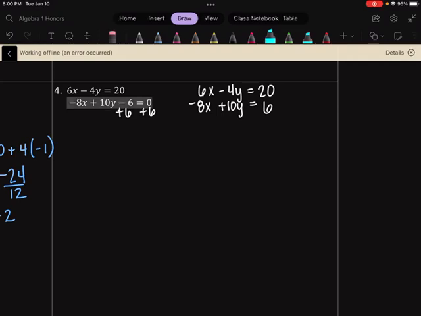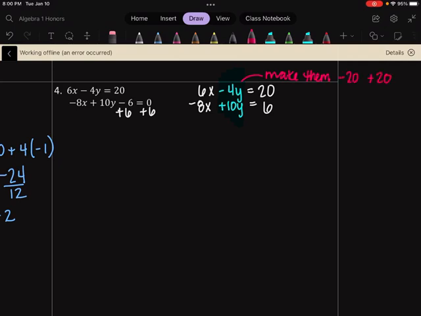So I want to make them negative 20 and positive 20, right? So how would I do that to the top one there? I would need to multiply this by a 5 to get a negative 20. And then I would need to multiply this guy by a 2 to make it a positive 20. Negative 20 and then positive 20. And distribute to both of those equations.